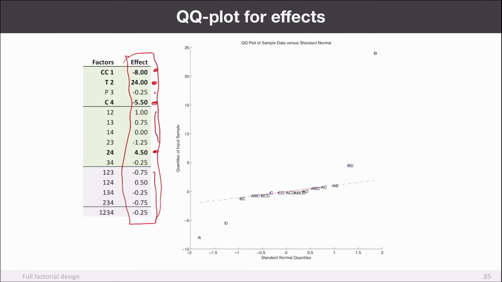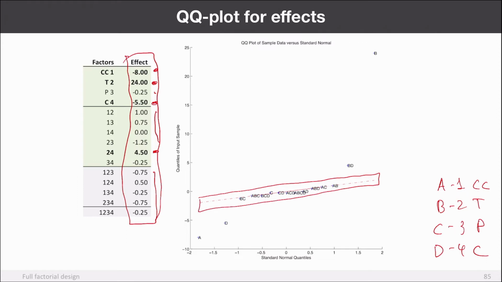In this case, I use letters instead of numbers. So A is effect number 1, it's the catalyst charge. Then B is number 2, it's the temperature. C is 3, it's the pressure, and then D is 4, it's the catalyst concentration, right? So you can see that most of the effects are noisy, and therefore they follow the normal distribution, right? And only 4 effects deviate from this trend, right?